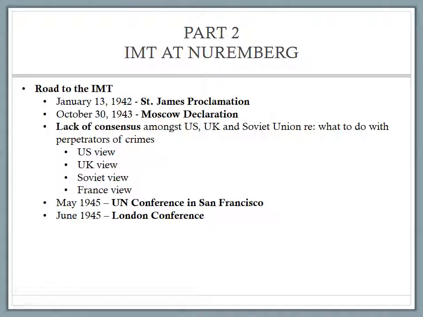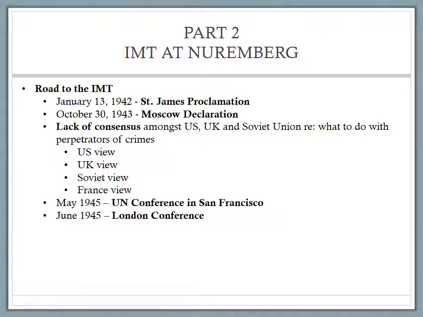Morgenthau's foil was Henry Stimson, who was President Roosevelt's Secretary of War. Stimson wanted a legal approach. He wanted trials. And in the end, this legalism won out. But public opinion in the US still trended towards shooting or executing Nazi officials.